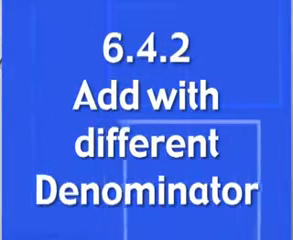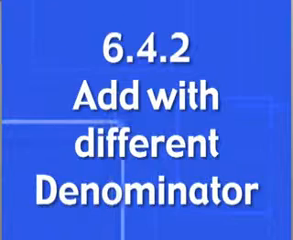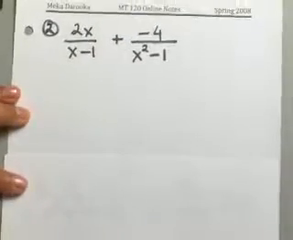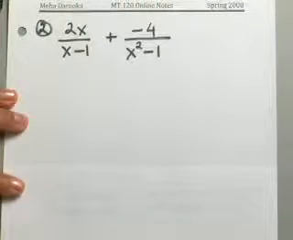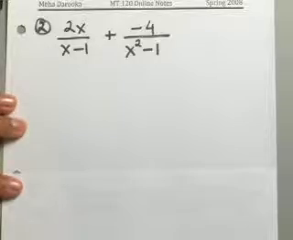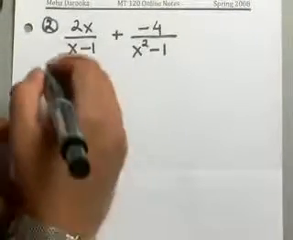Alright, let's go ahead and take a look at another example on how to add two rational expressions here. Now let's say we have something of this form: 2x over x minus 1 plus negative 4 over x squared minus 1. Now you have to try and find your least common denominator first.